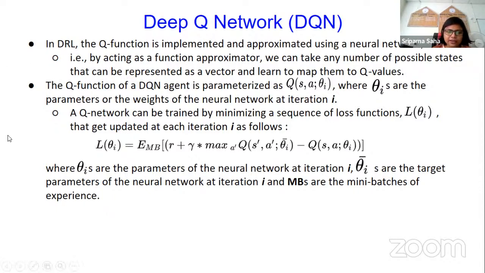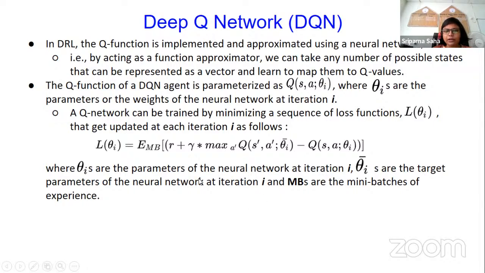You can see that MB is the mini batch. We are considering a batch, and then we are getting the actual value and the value determined from the neural network. Theta i are the parameters of the neural network at iteration i. Theta i dash are the target parameters of the neural network at iteration i. So we are computing this Q function, the target value and the actual value, and accordingly we calculate a loss function, and this loss is used to train the deep Q network.